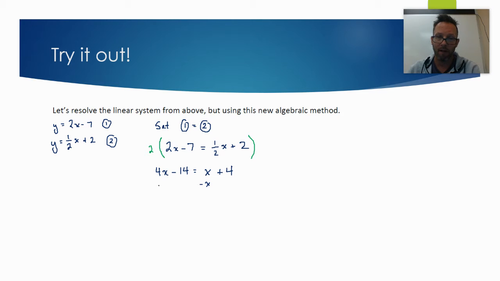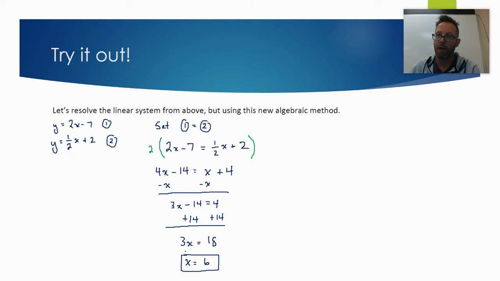So we'll subtract x from each side. At this point, we're just solving a relatively simple equation. So 3x minus 14 equals 4. Add 14 to each side. Again, you can shave off steps if you're comfortable. 3x equals 18. And look at that, 18 divided by 3, x equals 6, as we expected.